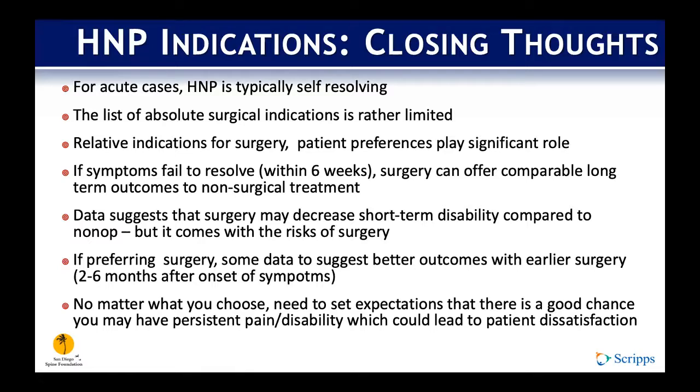Data seems to suggest that short-term disability may be minimized with surgery compared to non-surgical treatment, but that comes with the risks of surgery, both for cervical and lumbar disc herniations. If you're considering surgery, some data suggested better outcomes with earlier surgery, somewhere between the 2 to 6 month window. If you're taking all this data together and putting it into a takeaway, it's 2 to 6 months after onset of symptoms.